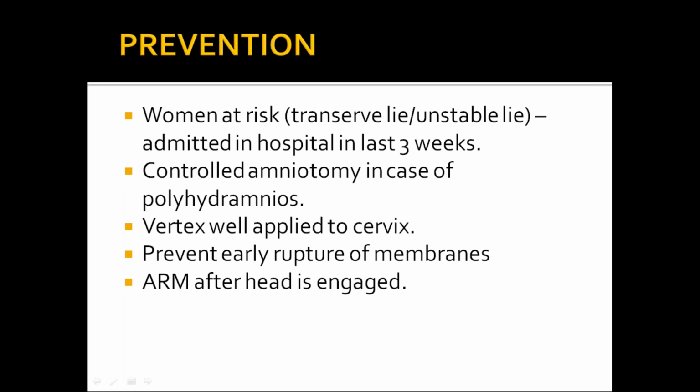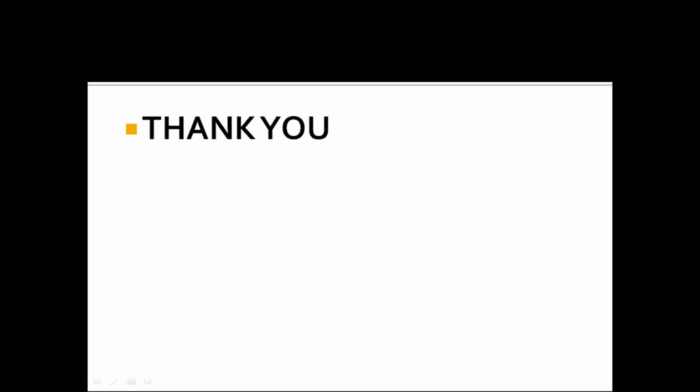Women at risk are, how can we prevent it? Transverse lay, unstable lay, they should always be admitted 3 weeks before the date of delivery. Controlled amniotomy, that is controlled rupture of membranes, is to be done in case of polyhydramnios, with the vertex well applied to the cervix. Prevent early rupture of membranes by keeping the patient on bed, and do rupture of membranes only when the head is engaged, because if the head is unengaged, there are more chances for cord prolapse.